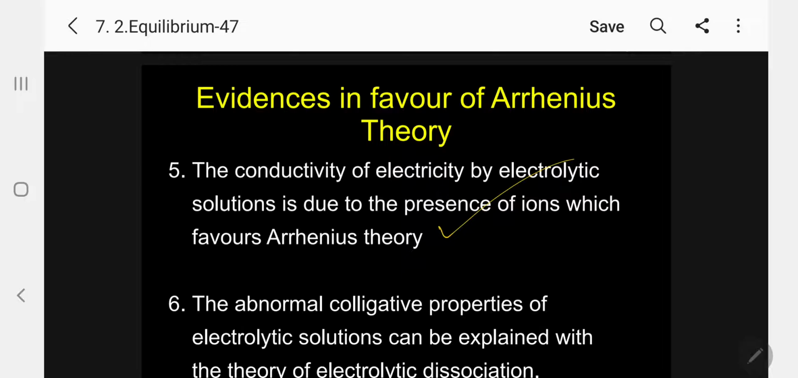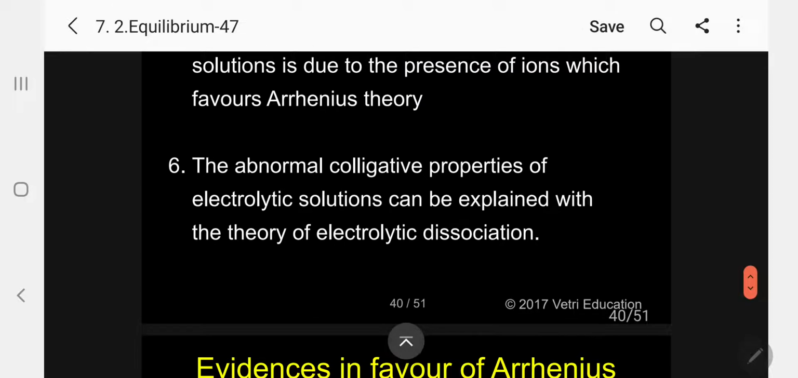Because there are two types of conductivity: one is ionic conductivity, another is metallic conductivity. Here, in ionic conductors, ions are responsible, which favors Arrhenius theory. The abnormal colligative properties of electrolytic solution can be explained with the theory of electrolytic dissociation. Example, sodium chloride. We will be studying colligative properties later, in the chapter on solutions.